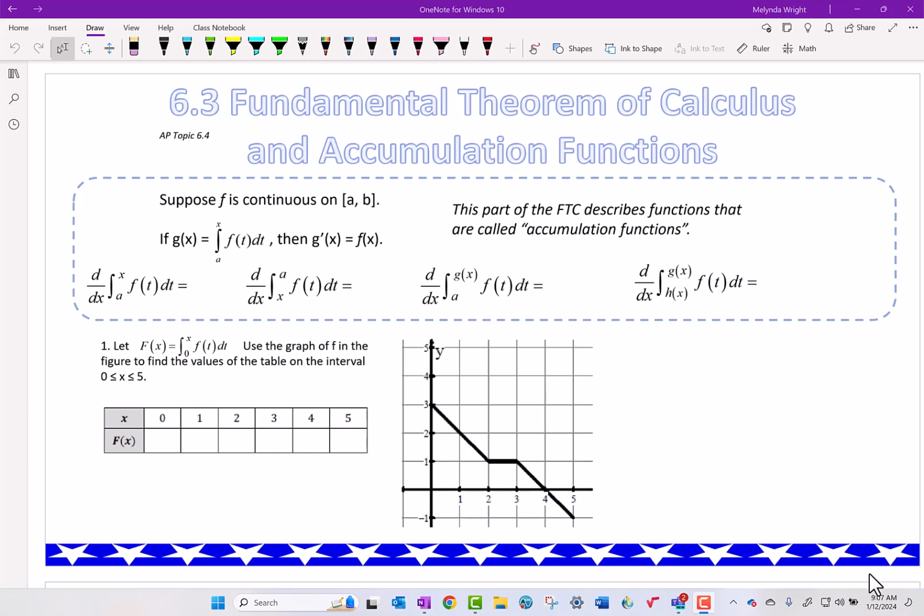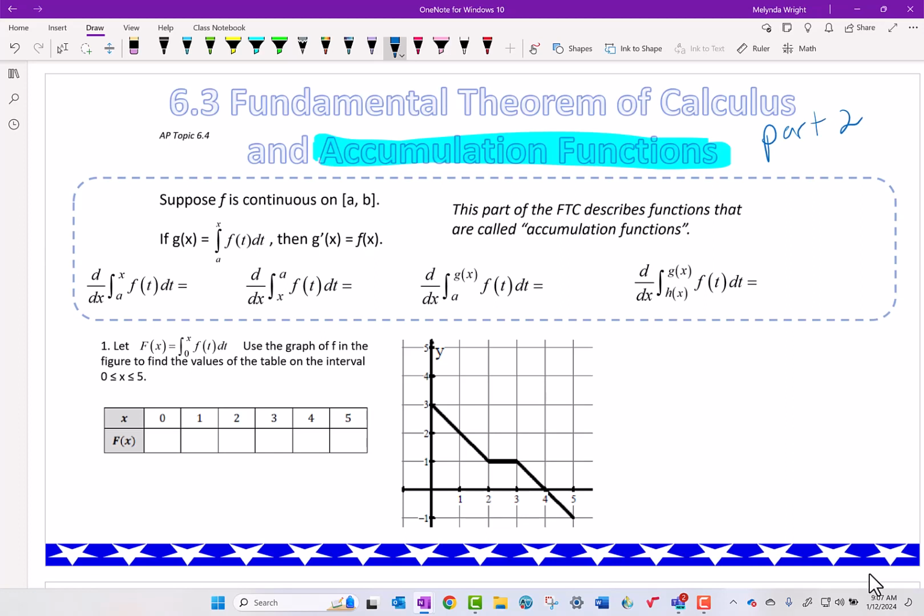There's really two parts to the fundamental theorem. Most textbooks would call this part two. I know, right? Part two. And part two has to do with something called the accumulation functions. So we're going to talk about the accumulation functions today. This would be like part two of the fundamental theorem. Okay?